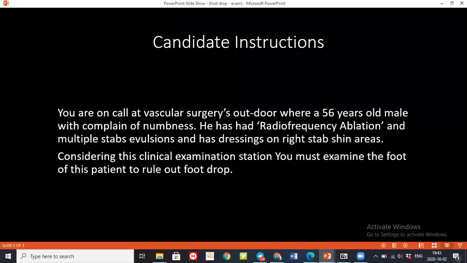So if you've read and understood, kindly begin your examination. I will start with washing my hands. I will introduce myself. I'm Dr. Mavish, one of the surgical candidates. Then I will check my patient's details and age.